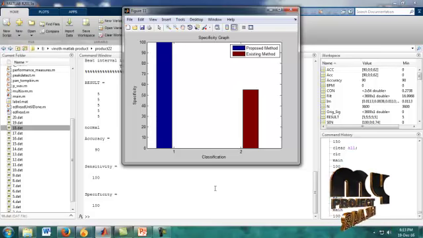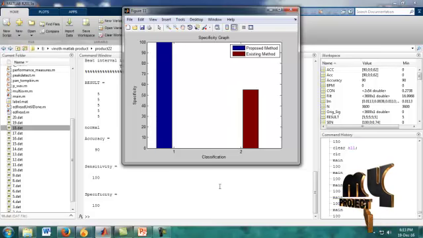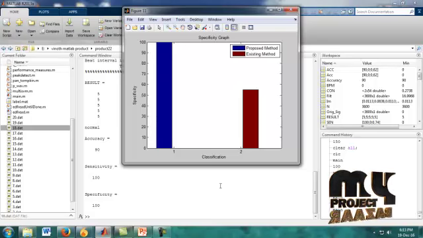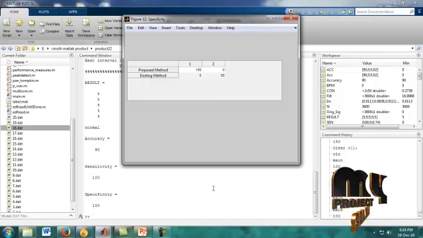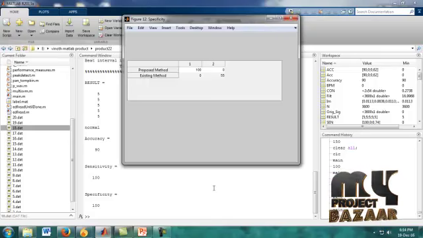Figure 11 shows the specificity graph. When compared to the existing method, the proposed method is higher. The X label shows the classification and the Y label shows the specificity. According to that graph, the specificity values are shown in the table. The proposed method is 100 and the existing method is 55.